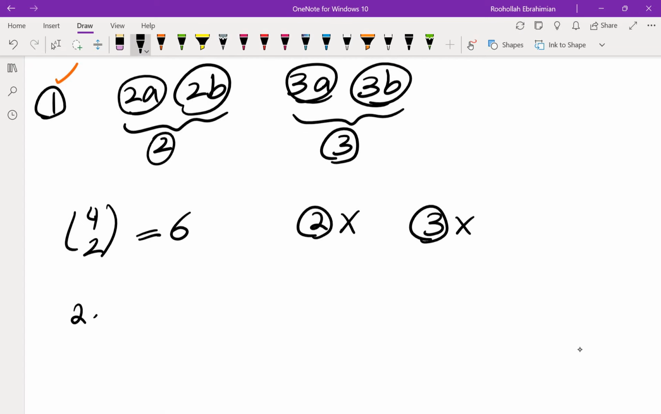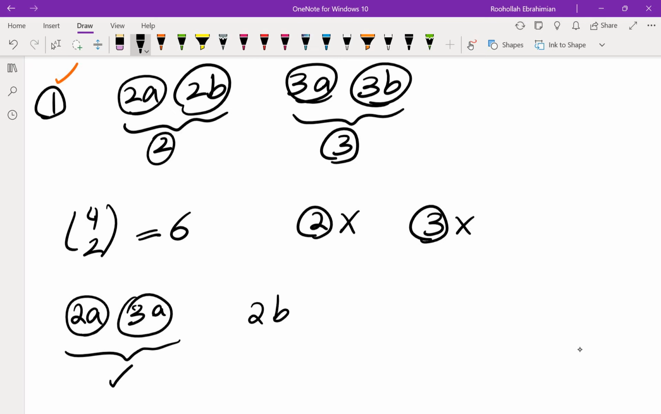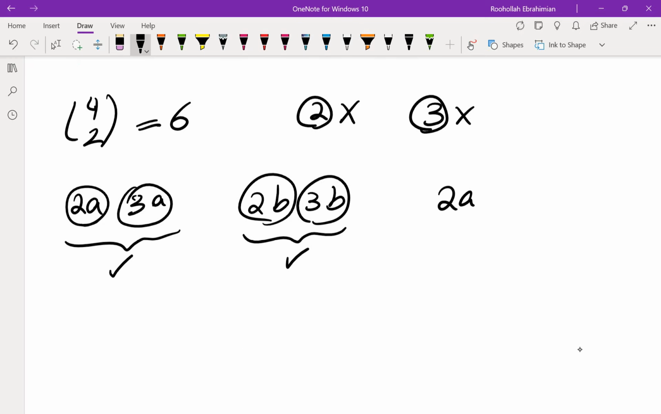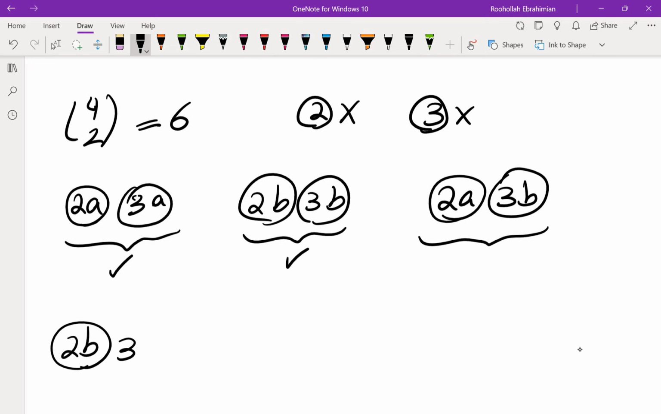Now we can talk about 2A and 3A. We saw that this pair can be dropped. And we saw that 2B and 3B, those 2 pairs can be dropped. There are 2 more pairs that are left: 2A and 3B, and finally 2B and 3A.